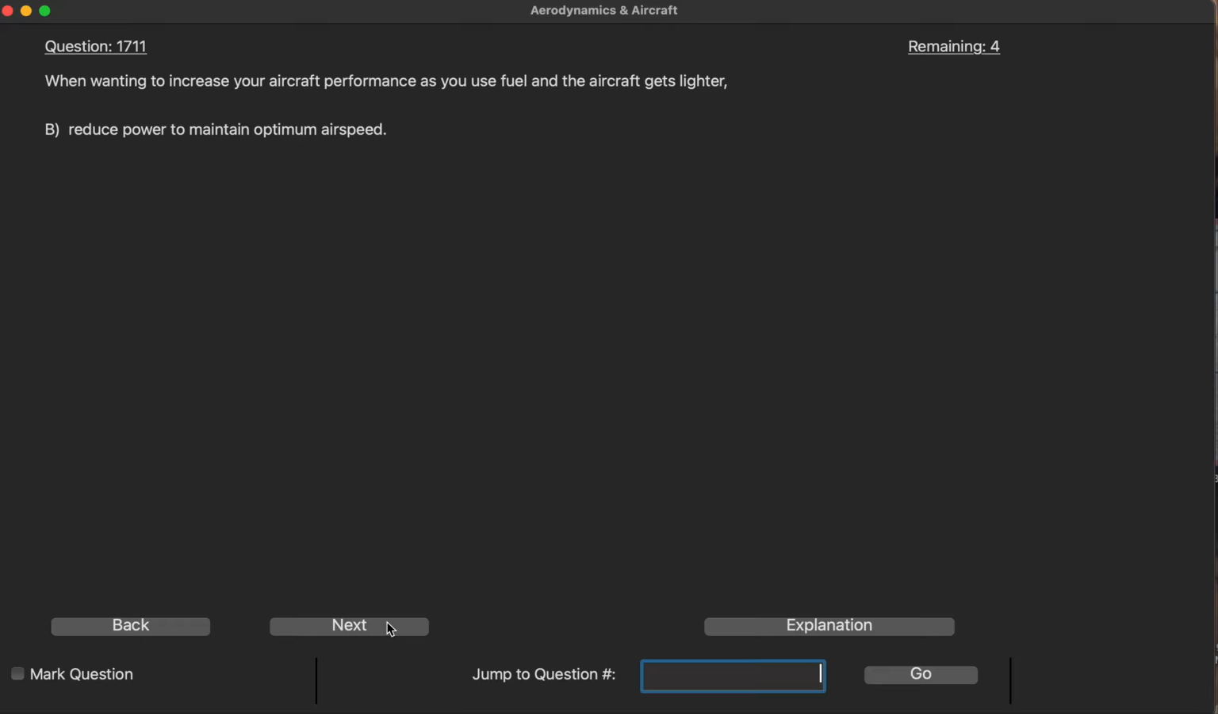When wanting to increase your aircraft performance as you use fuel and the aircraft gets lighter, reduce power to maintain optimum airspeed. During an accelerated stall, which primary factor causes the stall speed to increase? Higher load factor due to maneuvering. What factor increases the likelihood of a spin during a stall? Poor yaw control.